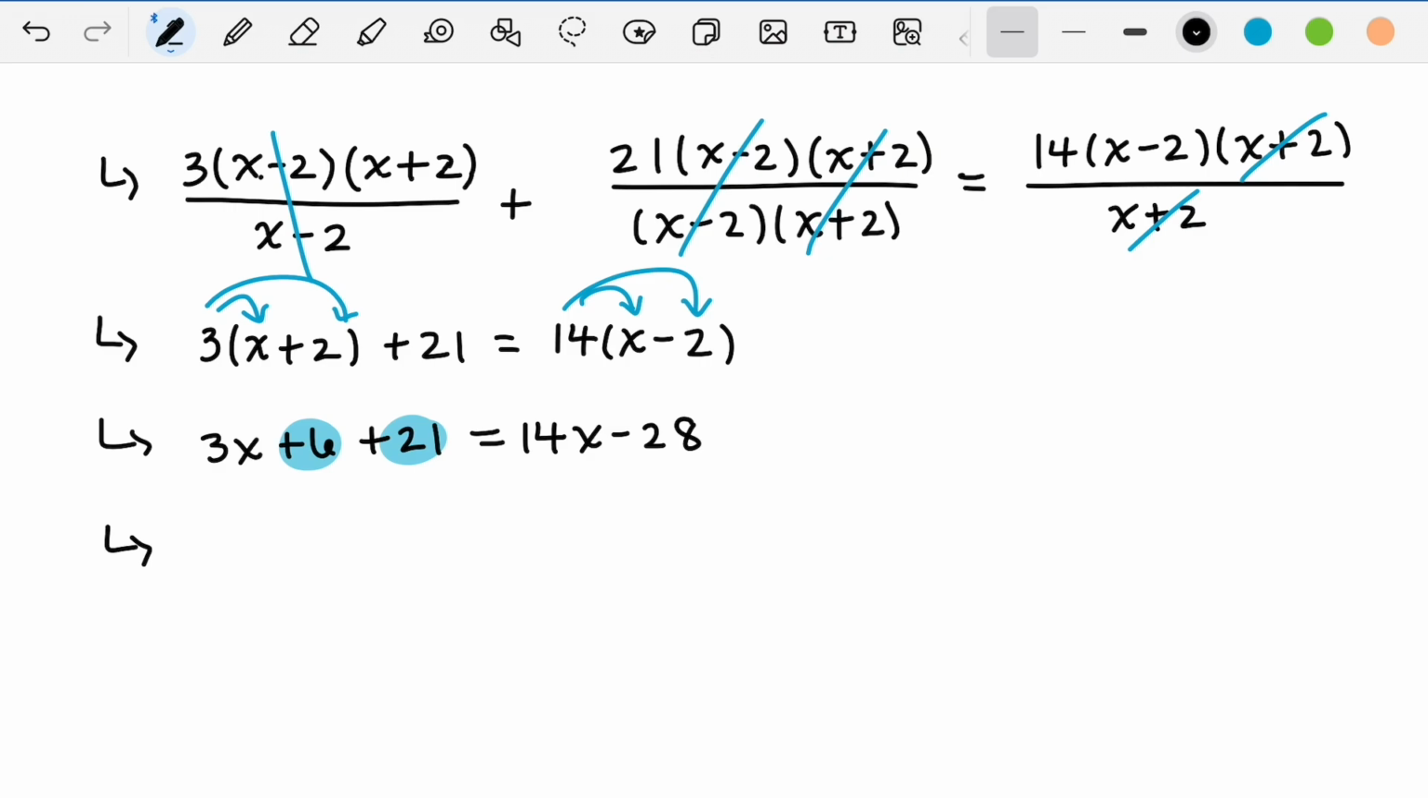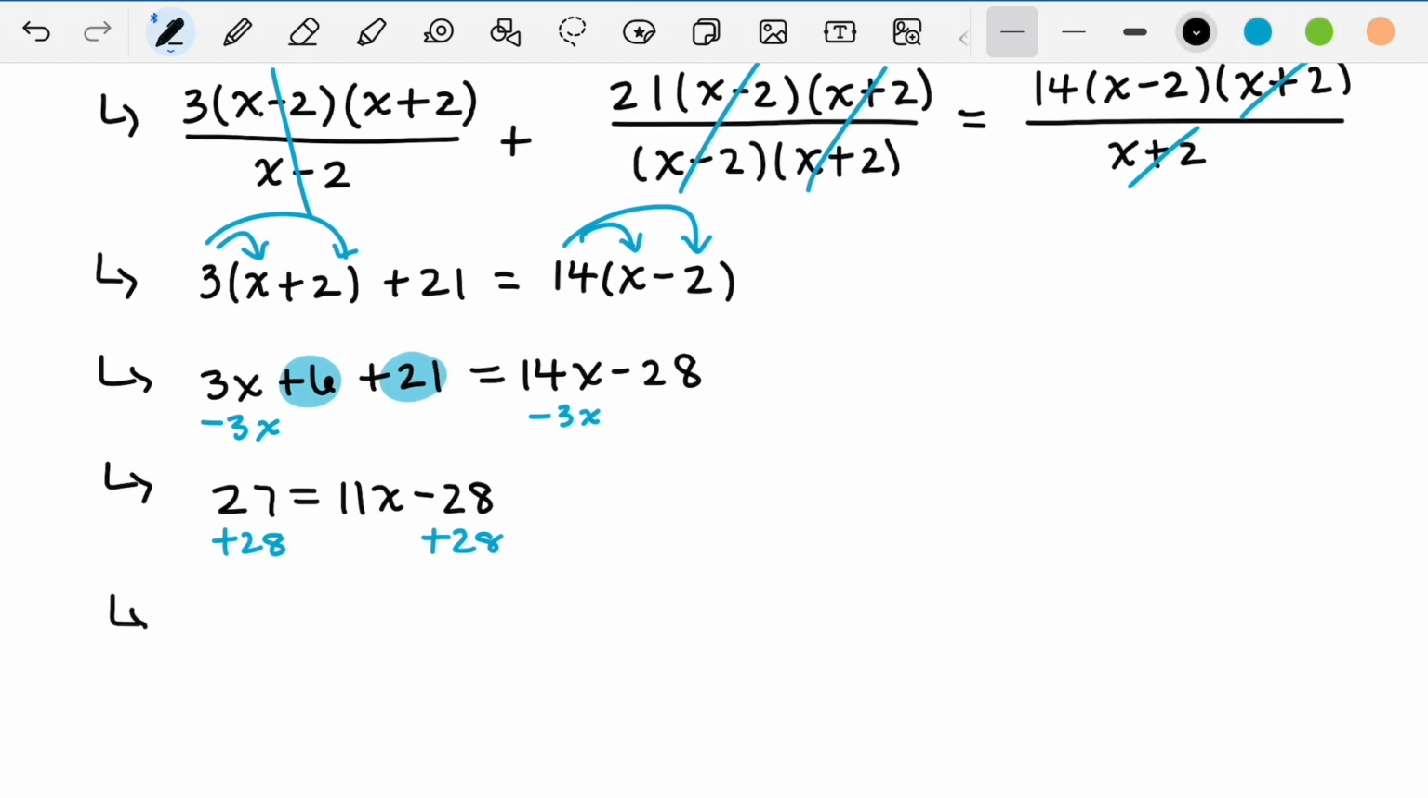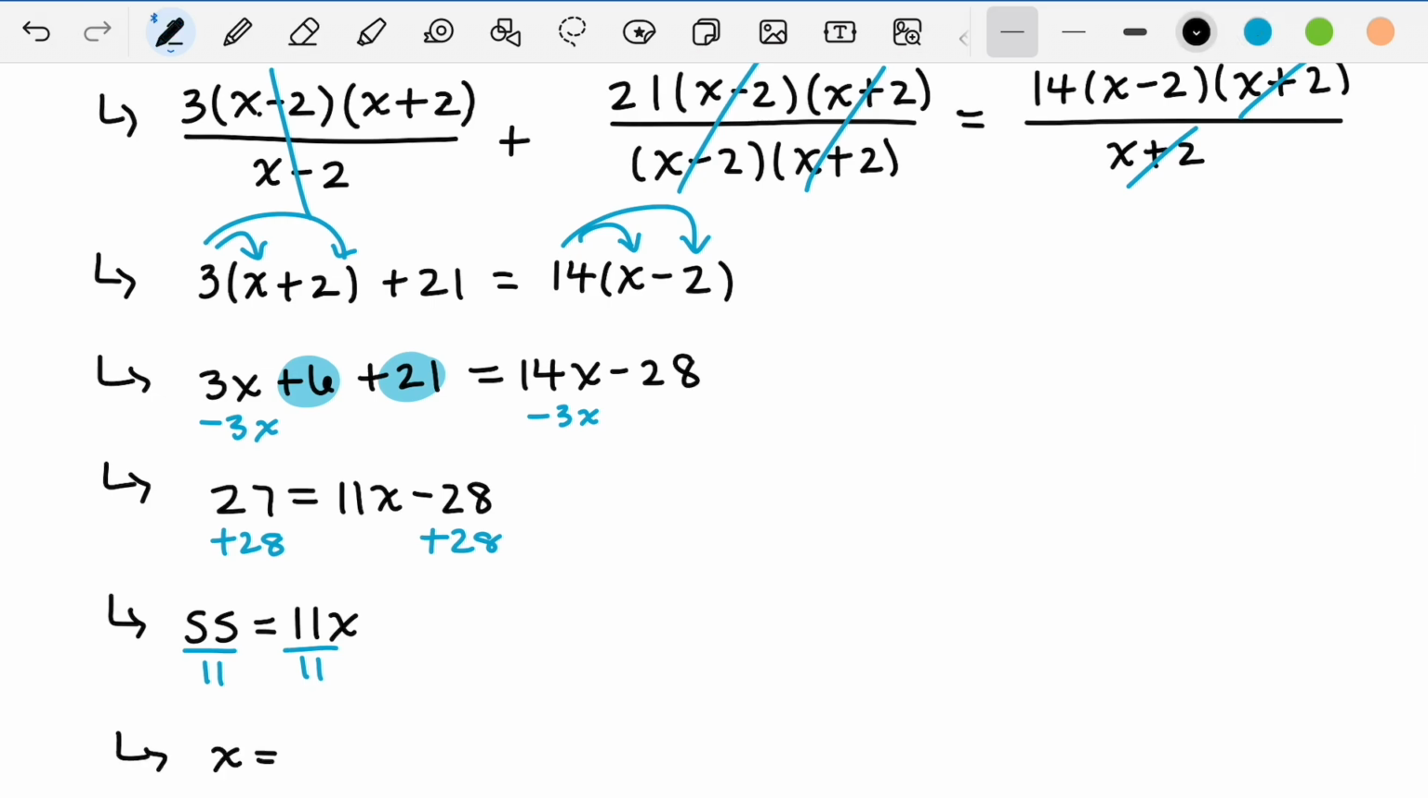So in this next step, we're going to combine 6 and 21, and in the same step, I'm going to subtract 3x on both sides so that our x's are on the same side of our equation. Doing this, we're going to get this here. Now from here, we can add 28 to both sides of our equation. We're going to end up with 55 is equal to 11x. So lastly, to get x completely alone, we'll divide by 11 on both sides, and we're going to get x is equal to 5.